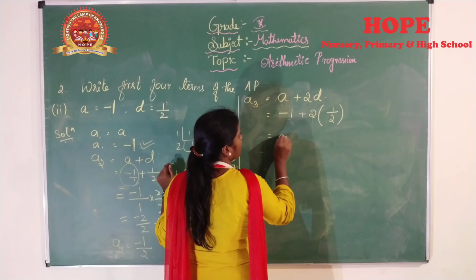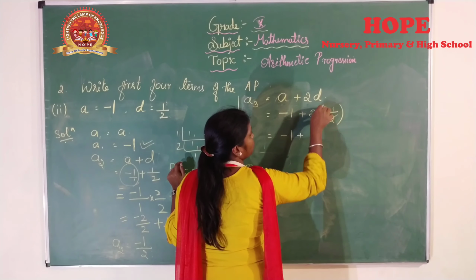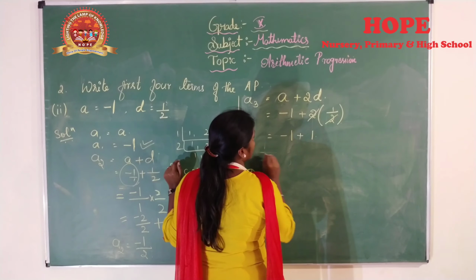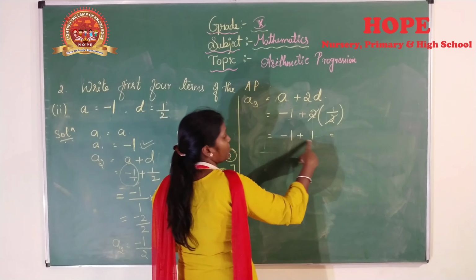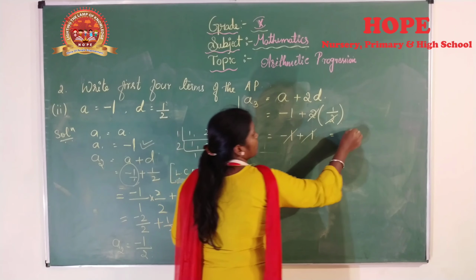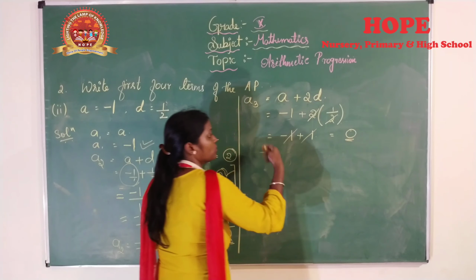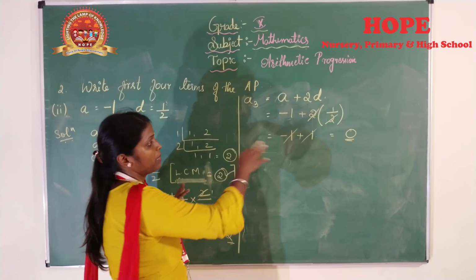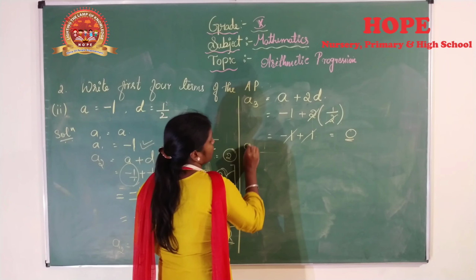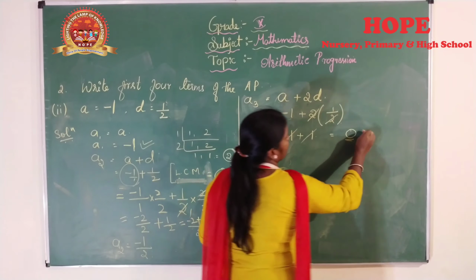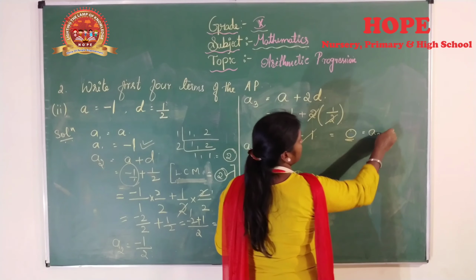So we have to find out here minus 1 plus 2 cancels out. 1 as it is, which is equal to plus 1 minus 1 becomes what? 0. It cancels out, or plus minus is minus only, so 1 minus 1 is 0. Now this is what? A3. This is the third term.